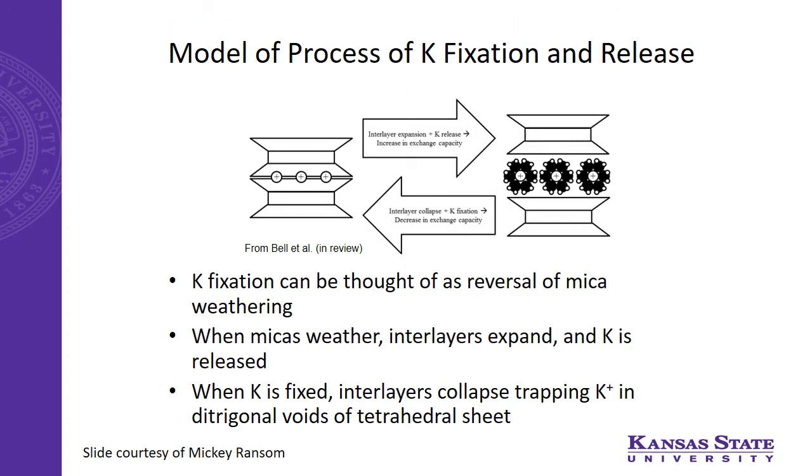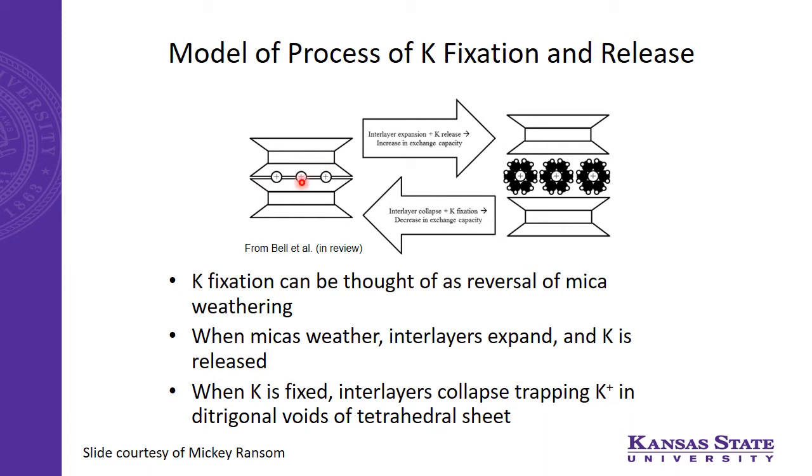So here's an example. Here we have potassium, and it's in a clay where there's some interlayer expansion, so the potassium is in between, and it's hydrated, meaning that there's water surrounding it. And then what can happen is this hydrated layer, if it dries out, can actually cause the clay to collapse. And so this is sort of the reverse of weathering.